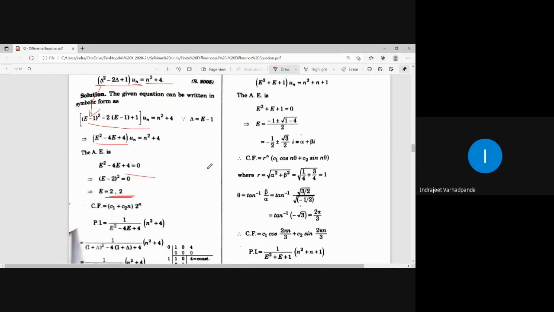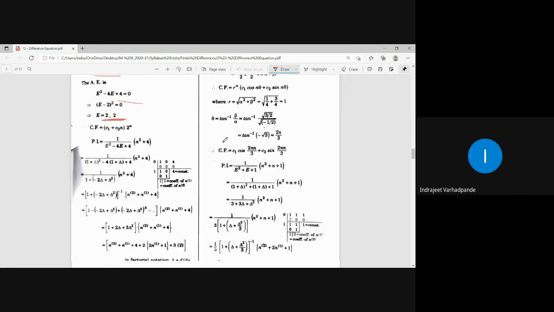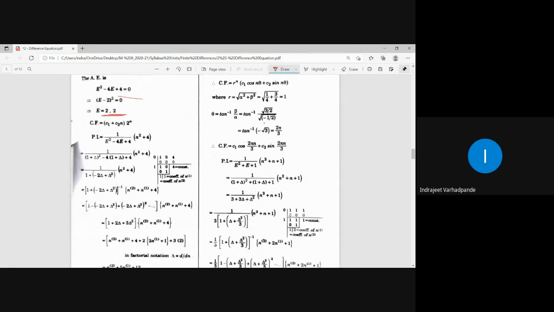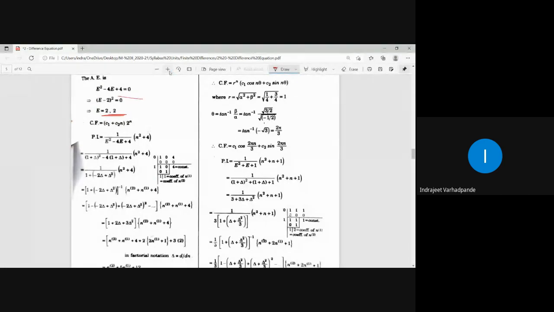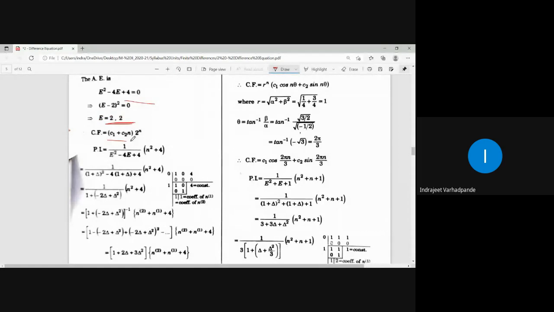How are the roots here? E is equal to 2 comma 2. 2 comma 2 means roots are real and equal. Whenever the roots are real and equal, we have the CF written in the form C1 plus C2n into 2 to the power n.